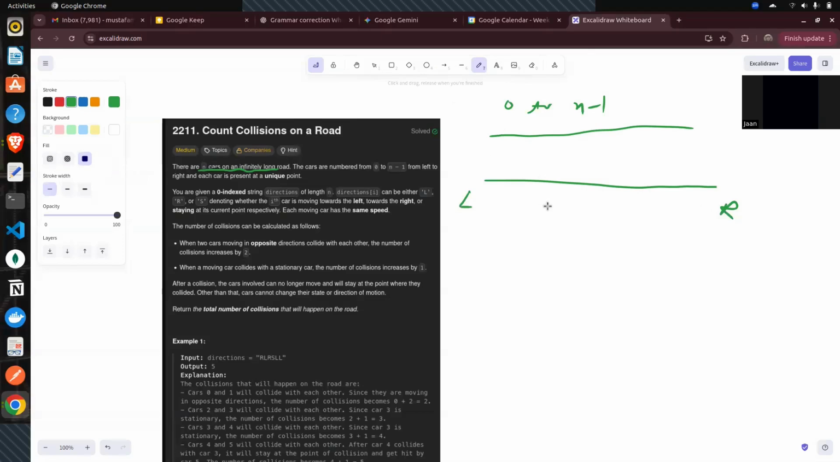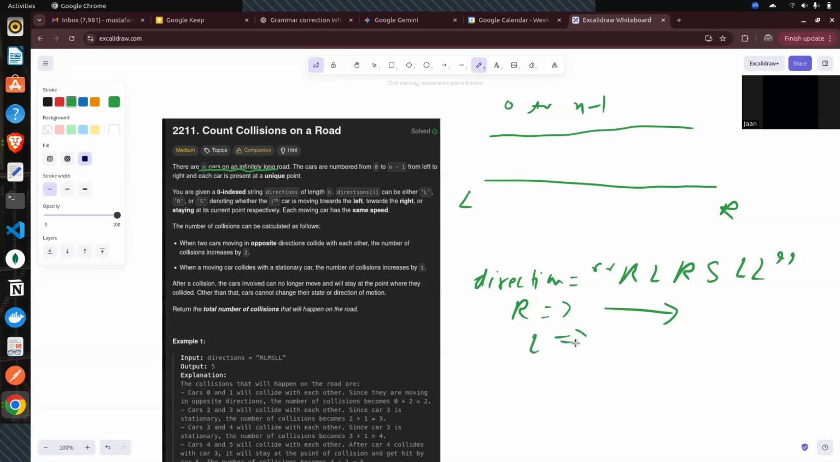You are given a zero-indexed string directions. So we have been given a string directions, for example R L R S L L. R means the car is moving in the right direction, L means the car is moving in the left direction, and S means the car is standing at the same point. So it is in static motion, I mean it is stopped.